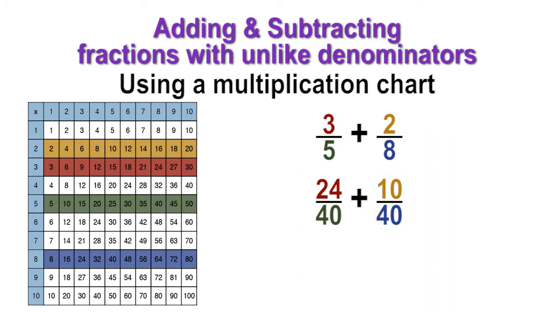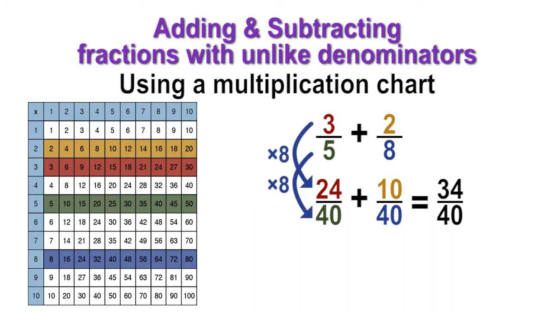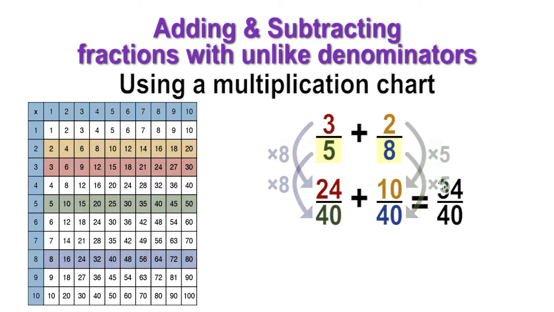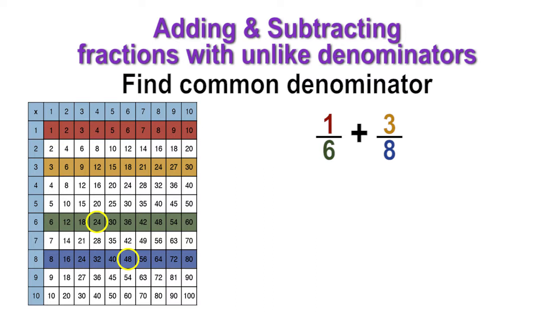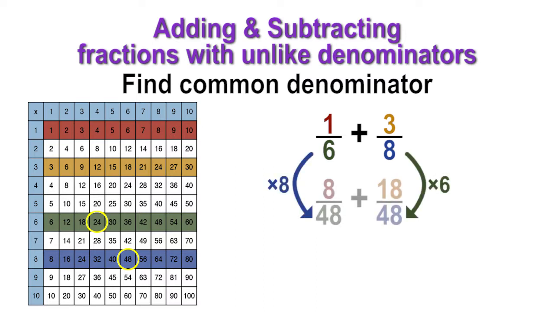Now that the fractions are measured by the same size pieces, they can be added. 24/40 plus 10/40 equals 34/40. In looking at the addend of 3/5, the numerator and denominator were both multiplied by 8, which is the denominator of the second addend of 2/8. Also, the addend of 2/8 was multiplied by 5, which is the denominator of the first addend, 3/5. In general, students will understand that a common denominator can be generated by multiplying the denominators of the given addends.